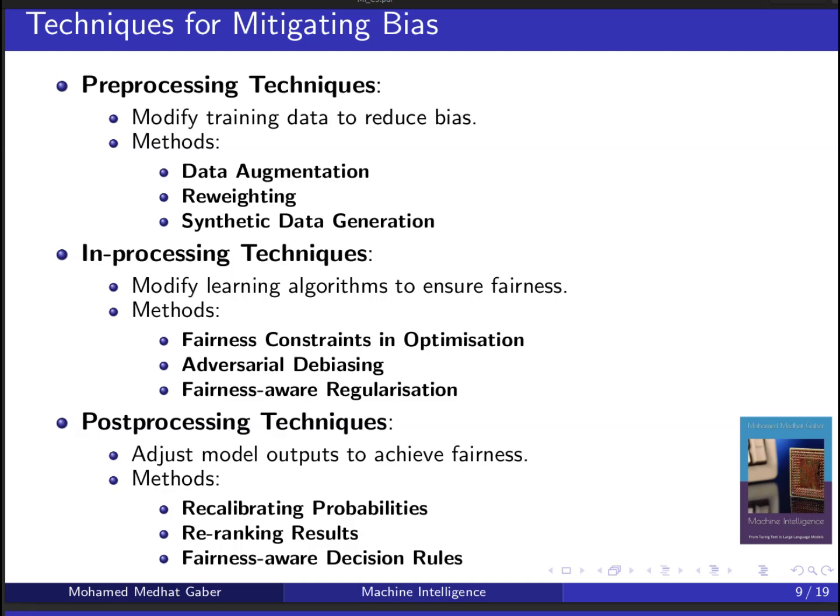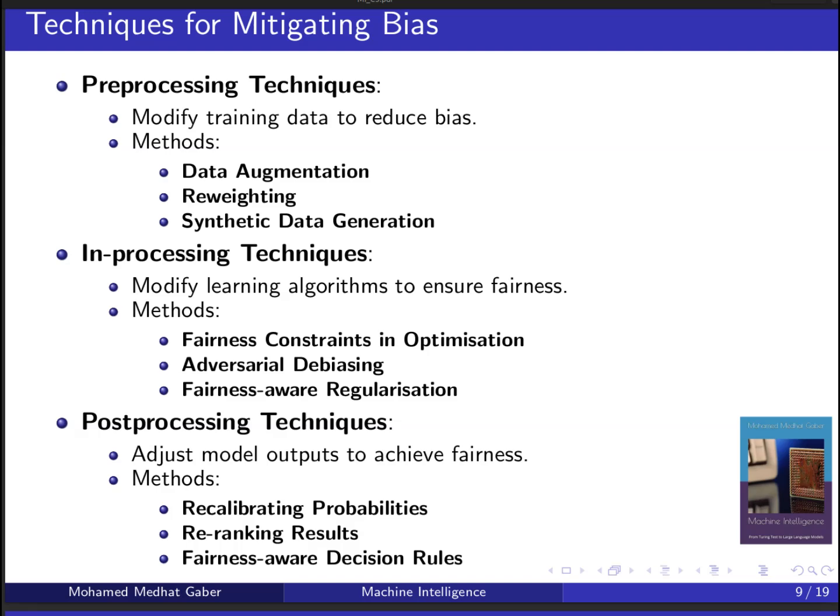In-processing techniques focus on the model training phase. These methods modify the learning algorithms to incorporate fairness constraints directly into the optimization process. Fairness constraints and optimization adjust the objective function to penalize unfair outcomes, guiding the model to prioritize both accuracy and fairness. Adversarial debiasing involves training the model alongside an adversary that attempts to predict the protected attribute. The main model aims to make accurate predictions while the adversary fails, thus reducing dependency on biased attributes. Fairness-aware regularization incorporates additional terms in the loss function to discourage biased behavior during training.